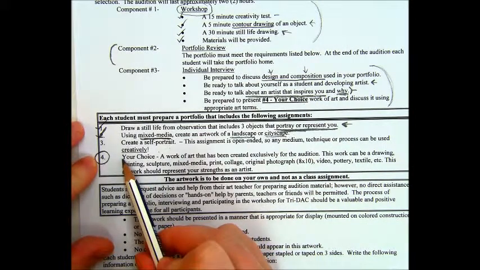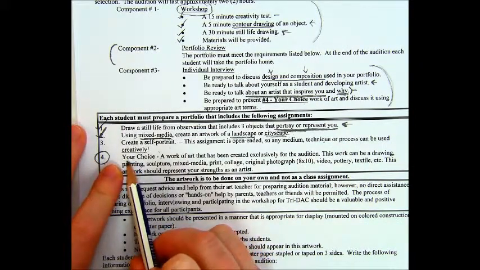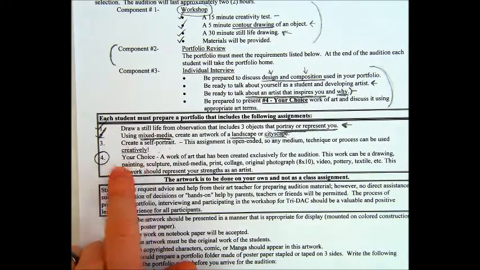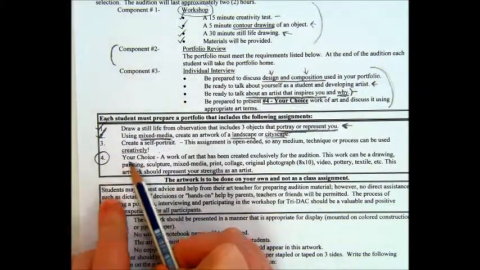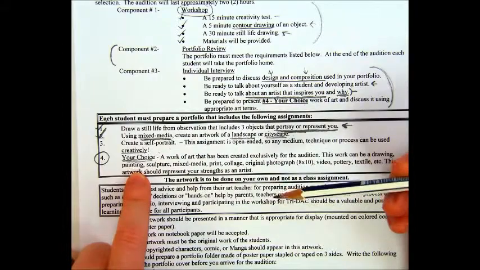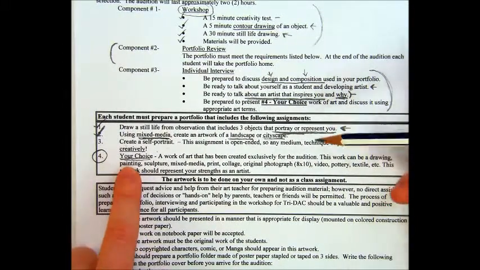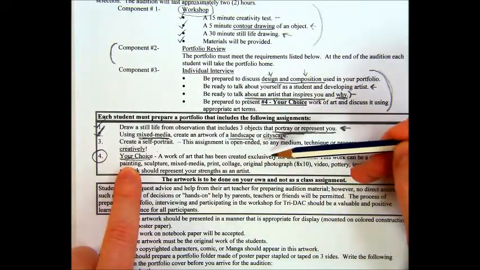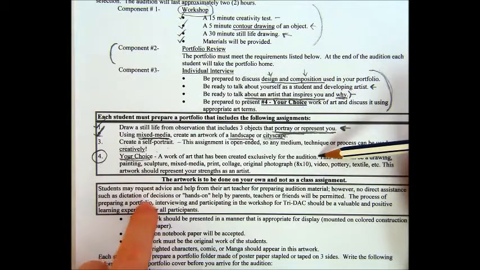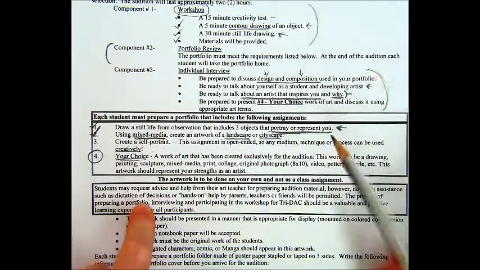Okay, and your final component to your portfolio, so you have four pieces of artwork, and your fourth one is your choice. So this is where you just get to work with whatever media is your favorite. This is where you get to make something of your choice, just like it says. A work of art that is being created exclusively for the audition, and they actually all have to be created exclusively for the audition, and I'll talk to you more about that. It comes up in this next little section.